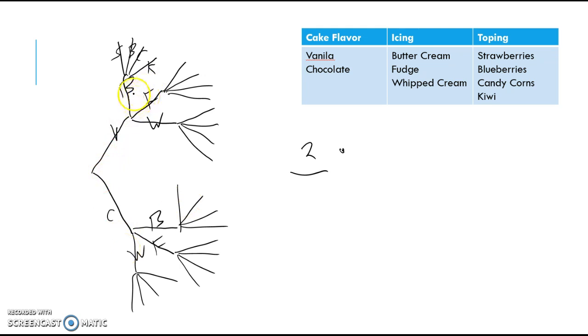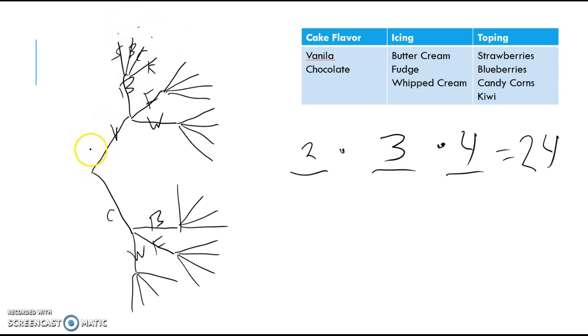And then from there, from each of those, I've got 3 branches. And so if we stopped there, we would have 2 times 3, or 6 different outcomes. And then if we put on the topping, then from each of those branches, we've got another 4 possibilities. And that gives us our 24 different outcomes that we can see at the end of each of these branches. And so we follow the branch along to find out what our outcome is.